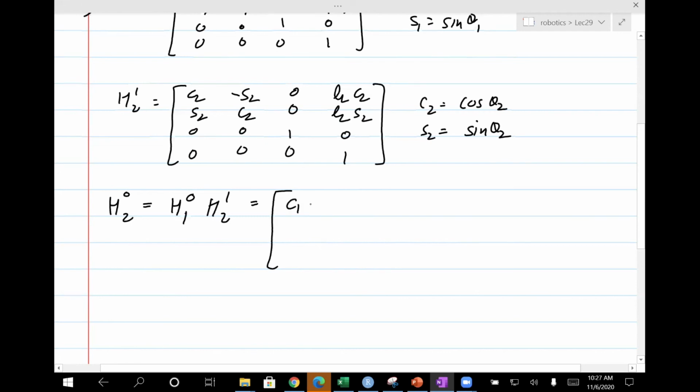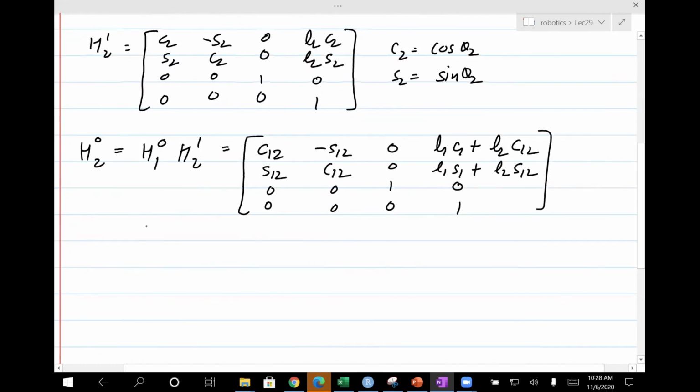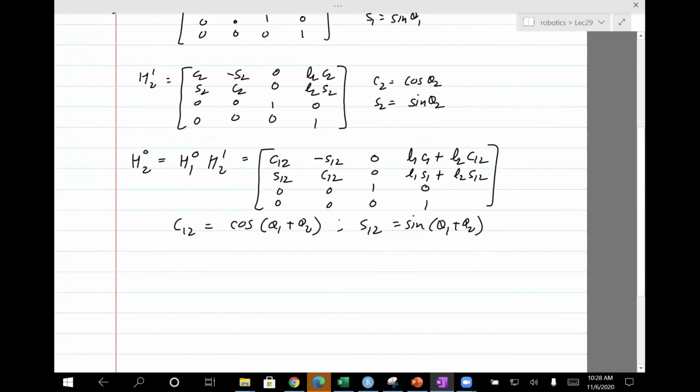C12, S12, 0, 0. Again, I'm using a shorthand notation, which I'll just put down in a bit. 0, 1, 0, and then we have L1 C1 plus L2 C12, L1 S1 plus L2 S12, and 0, and 1. So here C12 is cosine of theta 1 plus theta 2 and S12 is sine of theta 1 plus theta 2.